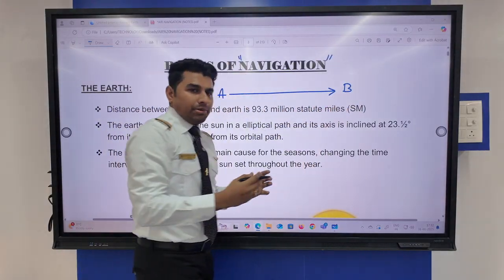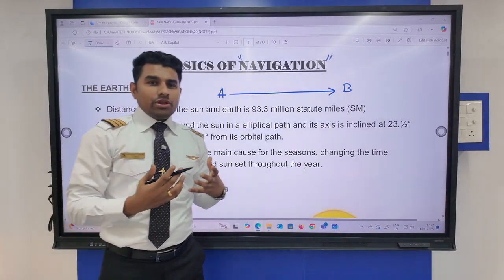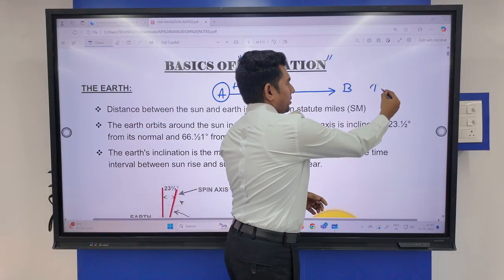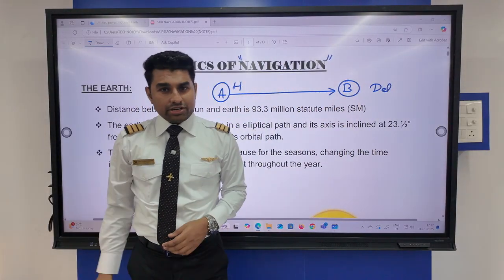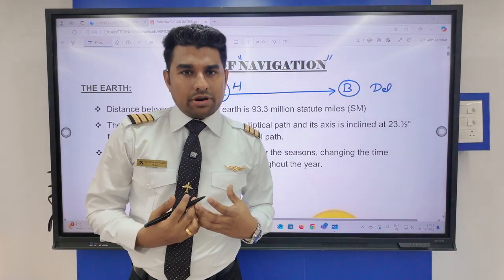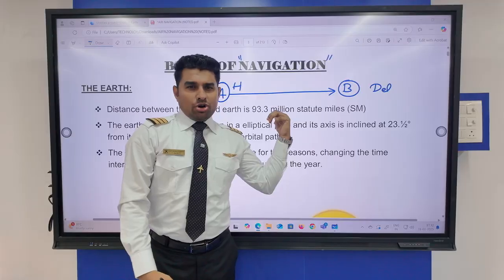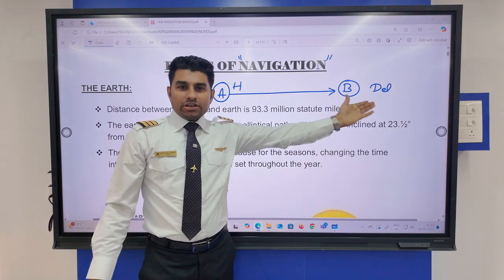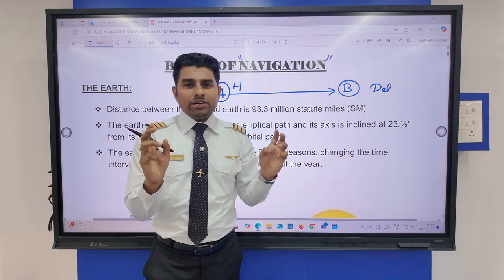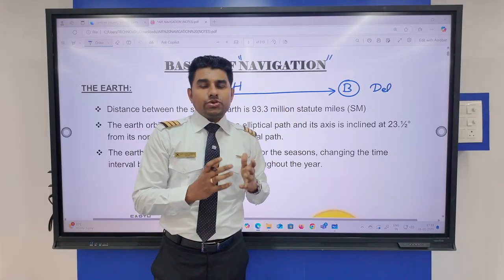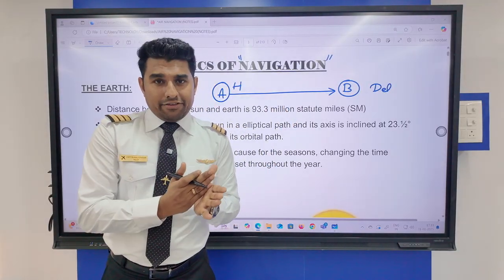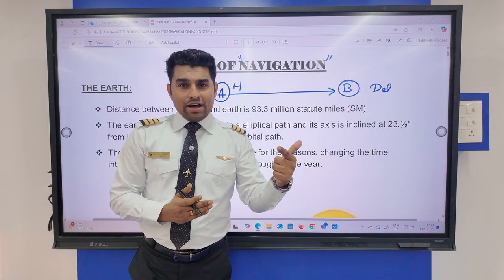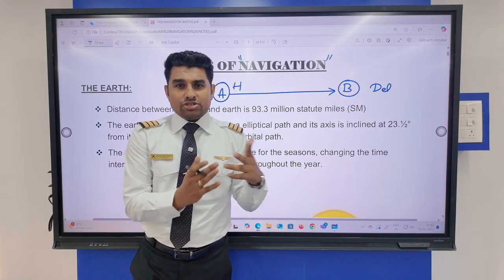A could be a departure and point B is your destination. For example, let us understand A being Hyderabad and B being Delhi. You want to fly to Delhi. That's the destination. Let's say you're the only pilot flying the plane, or you're taking passengers. You want to go from A to B safely, efficiently, and in the shortest possible time. That is what navigation is. It is a method to fly from point A to point B within less time, with less fuel, and safely avoiding the weather.